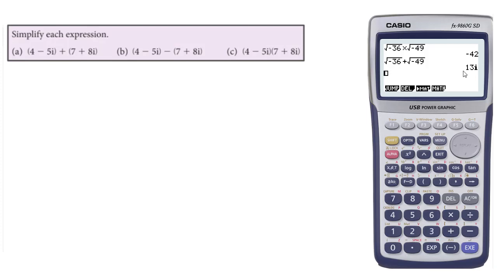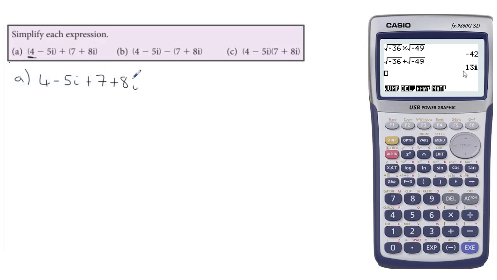Simplify each expression. So for part A, we have 4 minus 5i plus 7 plus 8i. For anything like this, you add the real bits and the imaginary bits separately. The real part of a complex number, in this case, the 4 is real and the minus 5i is imaginary. So we have 4 minus 5i plus 7 plus 8i.